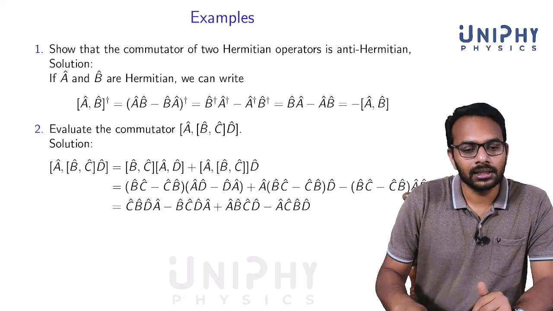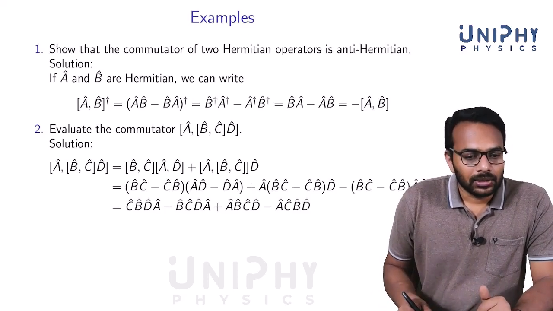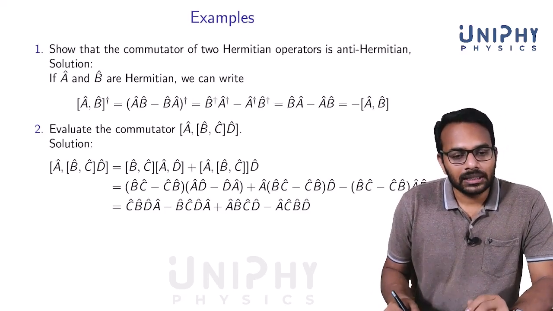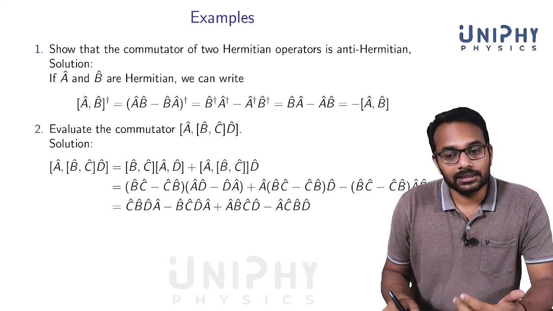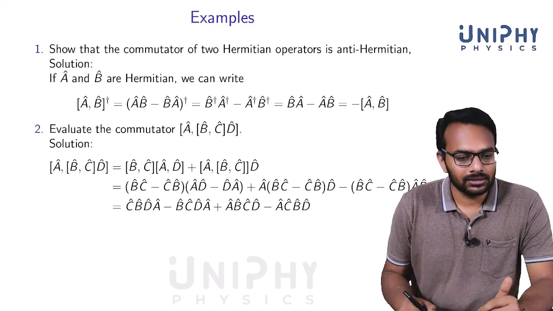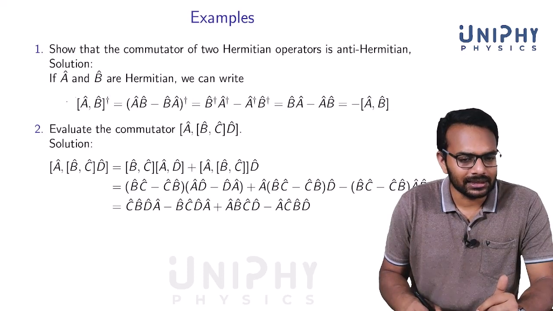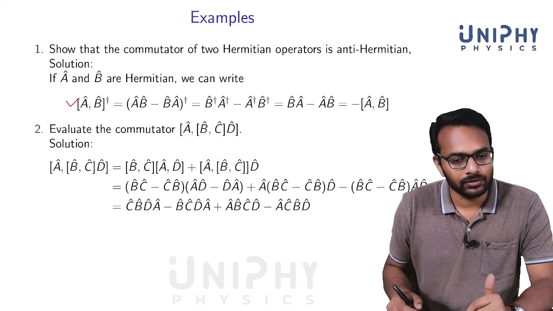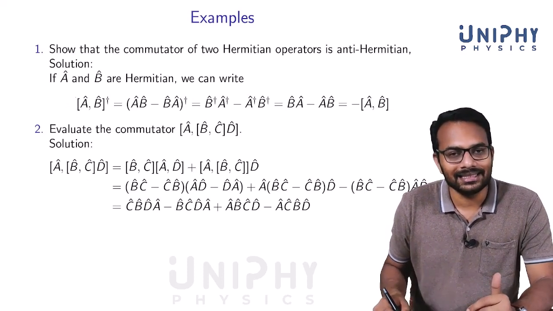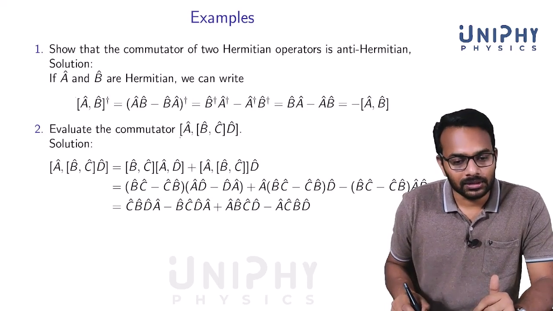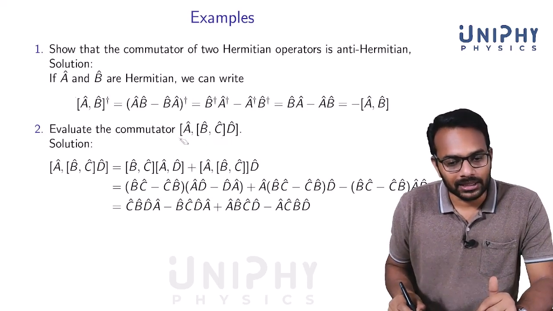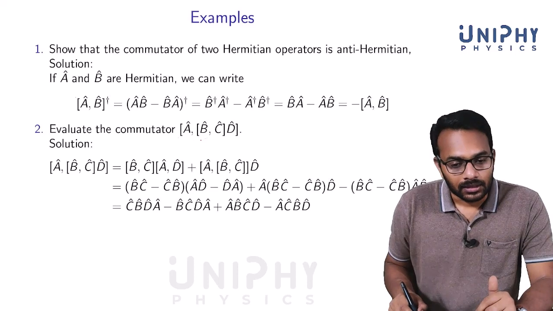So let's do a couple of example problems. Show that the commutator of two Hermitian operators is anti-Hermitian. I think I leave that as an exercise for you. It's completely solved here. I don't have to go into the details. You can easily check. Now the second question is: evaluate the commutator [A, [B, [C, D]]].